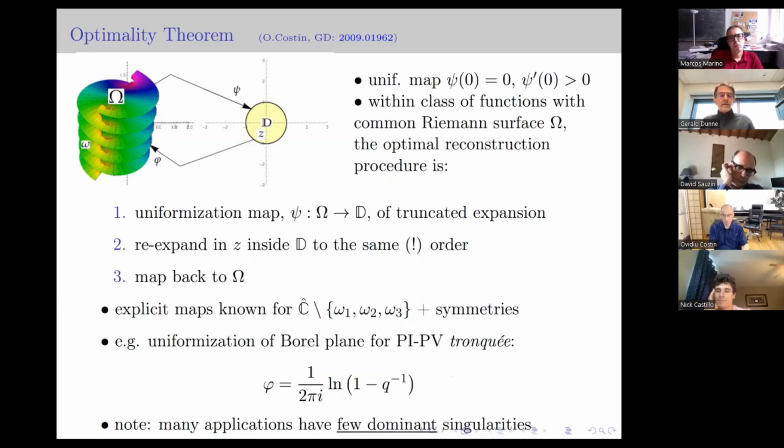And I want to stress that if you go to more complicated Riemann surfaces, of course, there is this, blanking on the name, this Schwarz-Christoffel construction that you can use to generate these maps. And so that can be done numerically, but it's very hard to find explicit maps beyond this uniformizing limit. However, in applications, it's very often the case that 1 or 2 or 3 dominant singularities control the main behavior of the function, and working just with those can gain dramatic improvements of precision.